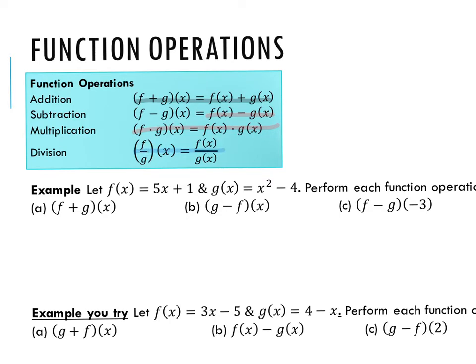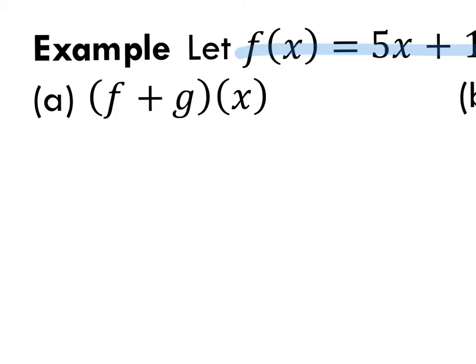So if we look at our first example, we have f of x is 5x plus 1, and g of x is x squared minus 4. We're going to perform each function operation. So in letter A, we want the f function, right? So it says f plus g, so we'll start with f is 5x plus 1. And then we're going to add to that g, where g is x squared minus 4.